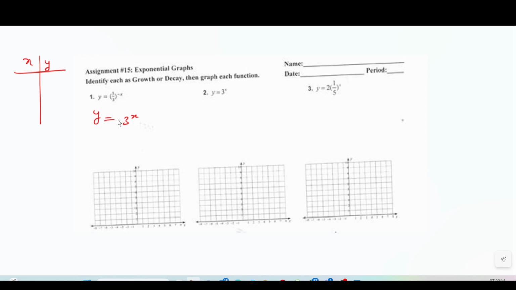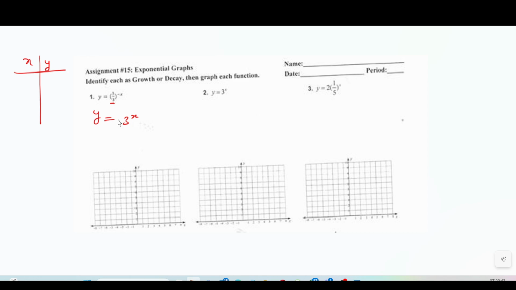So it'd be growth. Yeah, it would be exponential growth. If the base is greater than 1, then it is growth. But if the base is between 0 and 1, then it is decay, okay?